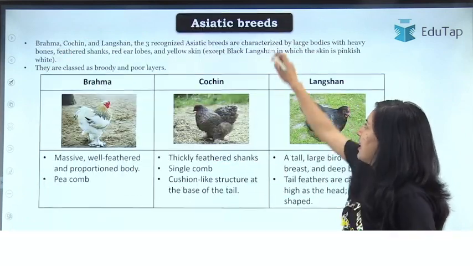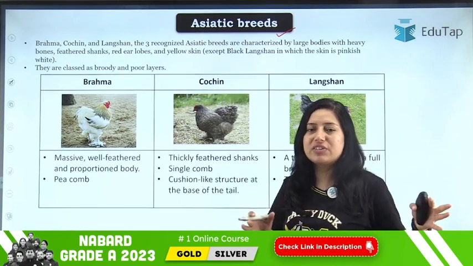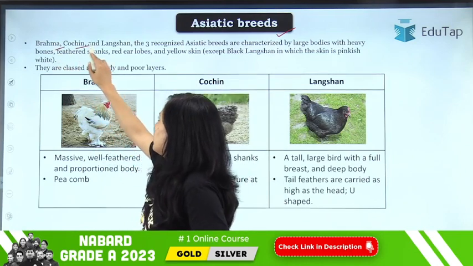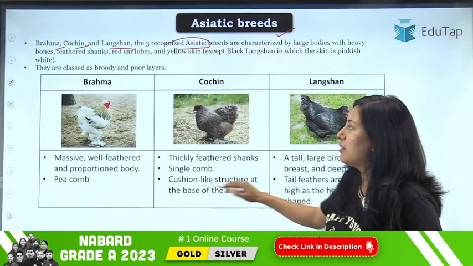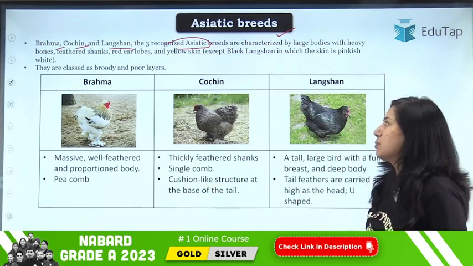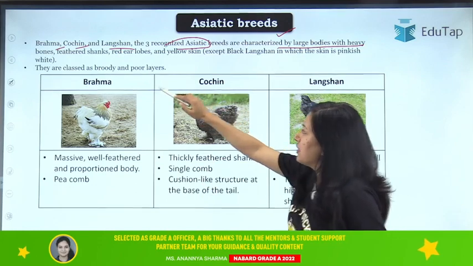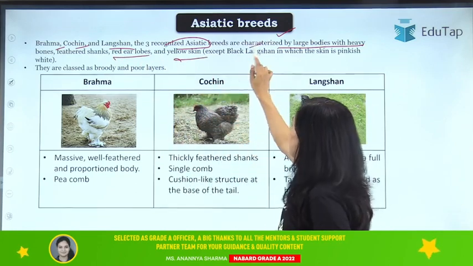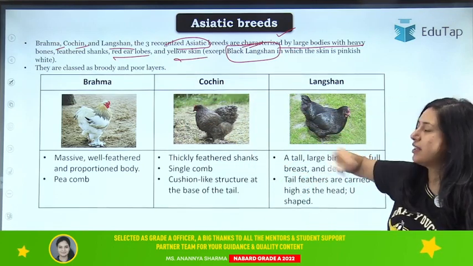Moving on to the next, that is Asiatic breed. So basically the breeds belonging to the Asian region are called Asiatic breeds. Alright, so it has the Brahma, Cochin, Langshan. These are the three recognized Asiatic breeds. So these are very popular and you should know the names of these breeds, and they are characterized by large bodies with heavy bones, feathered shanks, red earlobe and yellow skin, except black Langshan. Except your black Langshan, they all have the yellow skin.